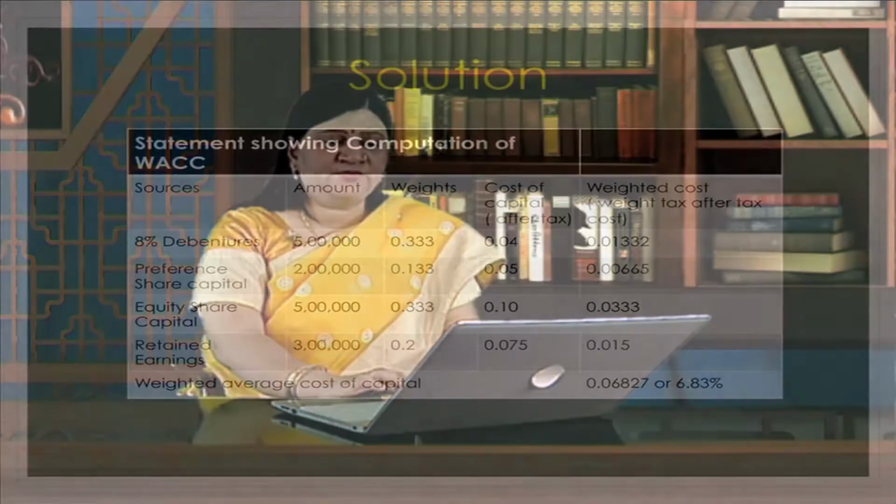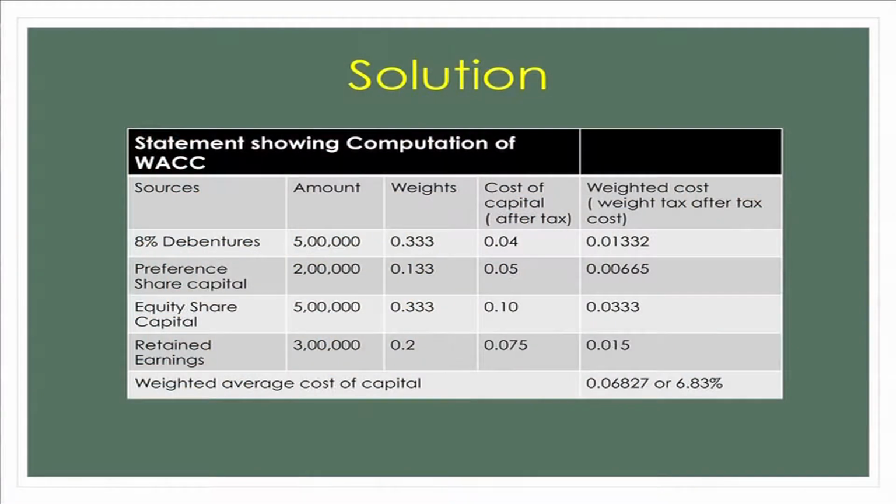0.075. Multiplying weight with their respective cost of capital, we will ascertain weighted average cost of capital, that is 0.333 into 0.04. We have got the value as 0.01332. For preference share capital 0.133 into 0.05, we have got the value as 0.00665. For equity share capital 0.333 into 0.10, that is 0.0333, and for retained earnings 0.2 into 0.075, we have got the value as 0.015.